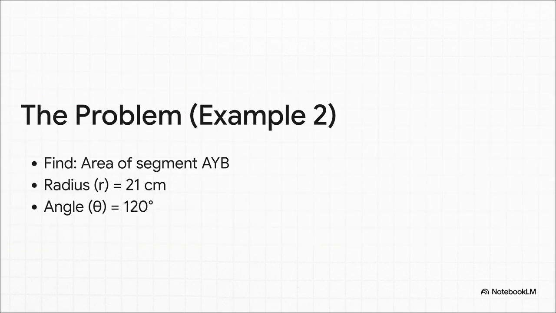Okay, so here's what they've given us: a radius of 21 centimeters, and a pretty big angle of 120 degrees. Our mission, should we choose to accept it, is to find the area of the segment. Let's start with step 1.